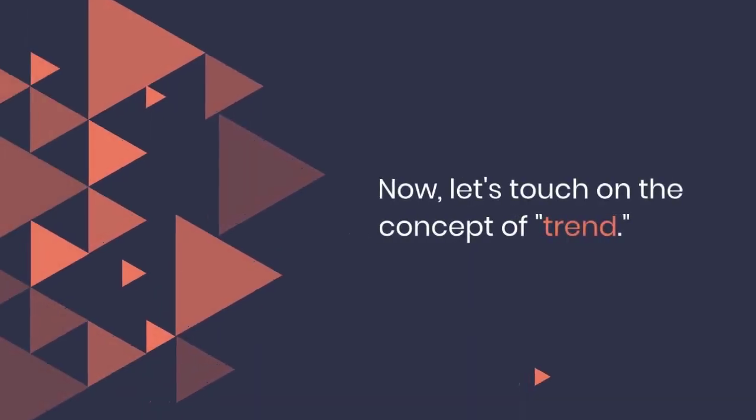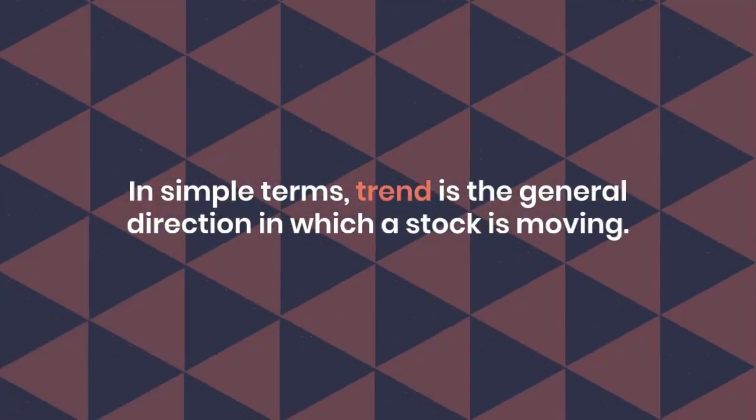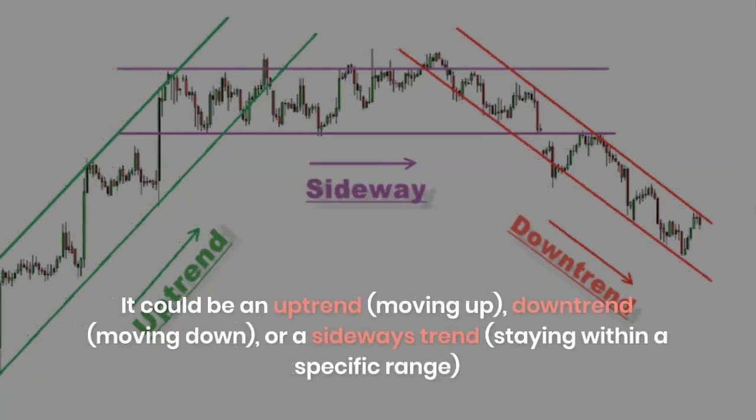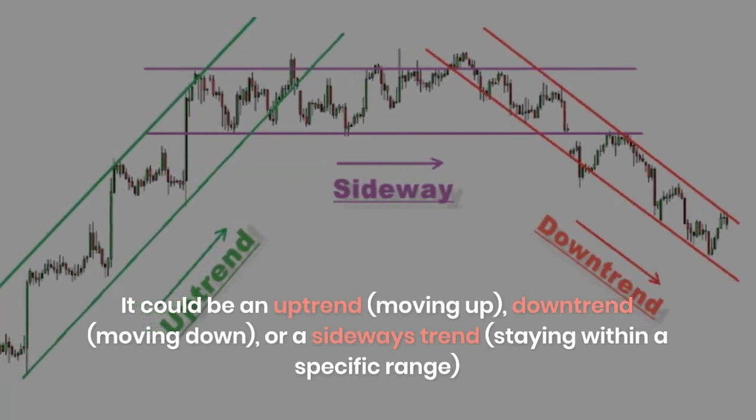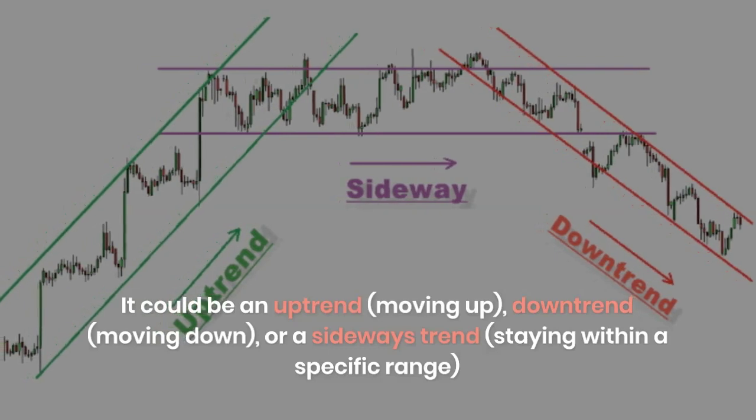Now, let's touch on the concept of trend. In simple terms, trend is the general direction in which a stock is moving. It could be an uptrend, moving up, a downtrend, moving down, or a sideways trend, staying within a specific range.